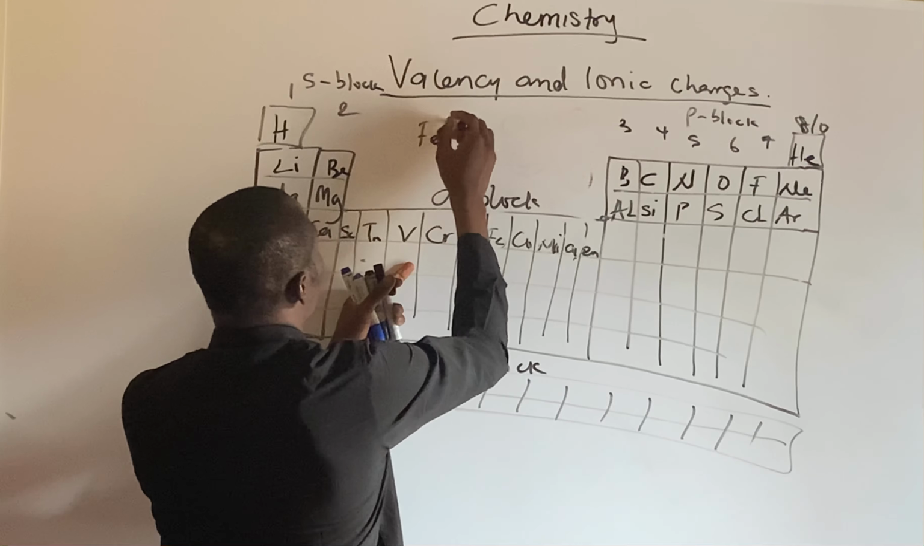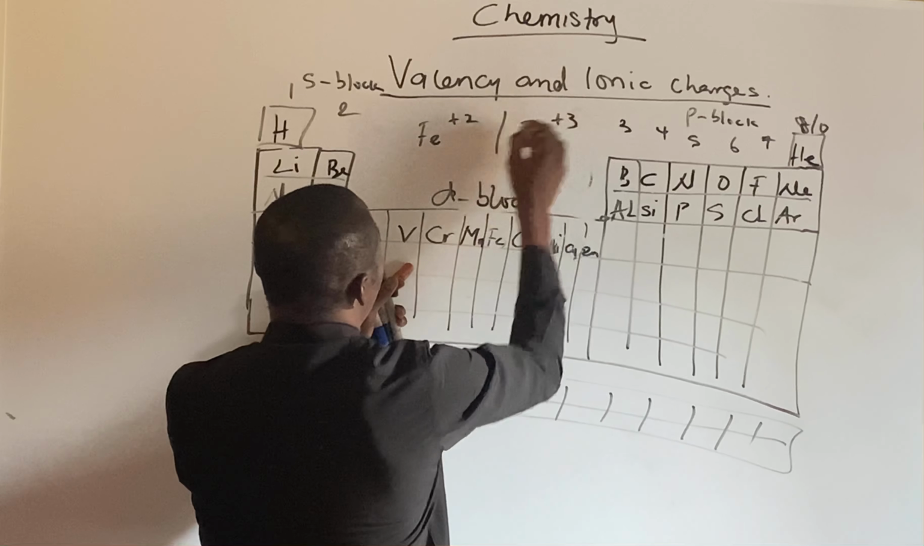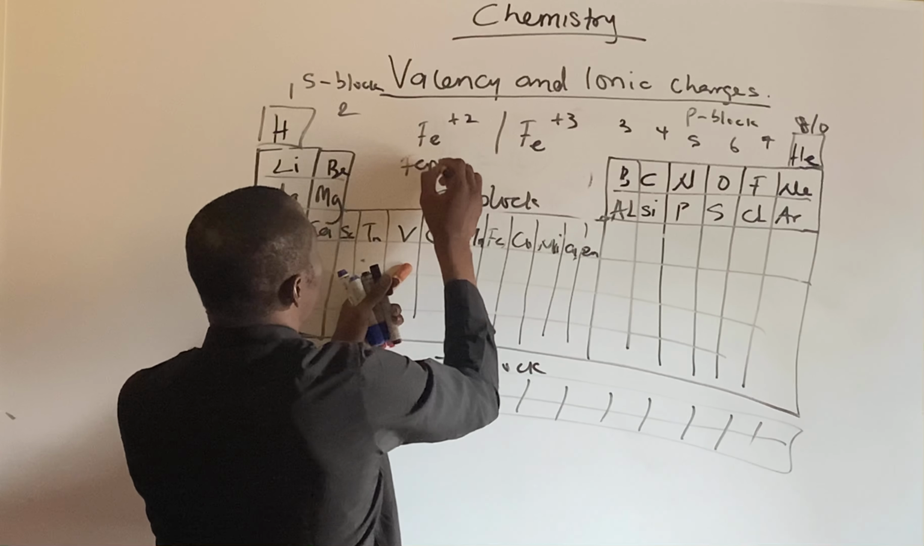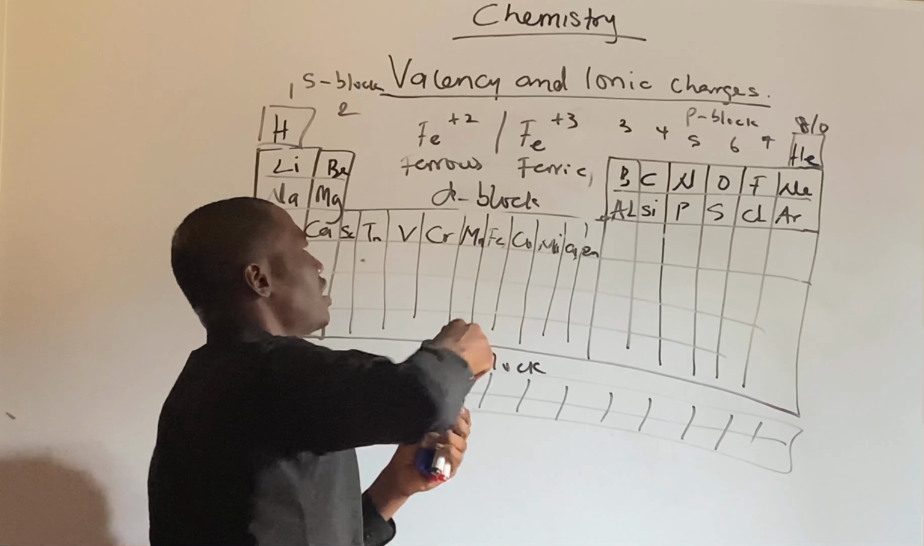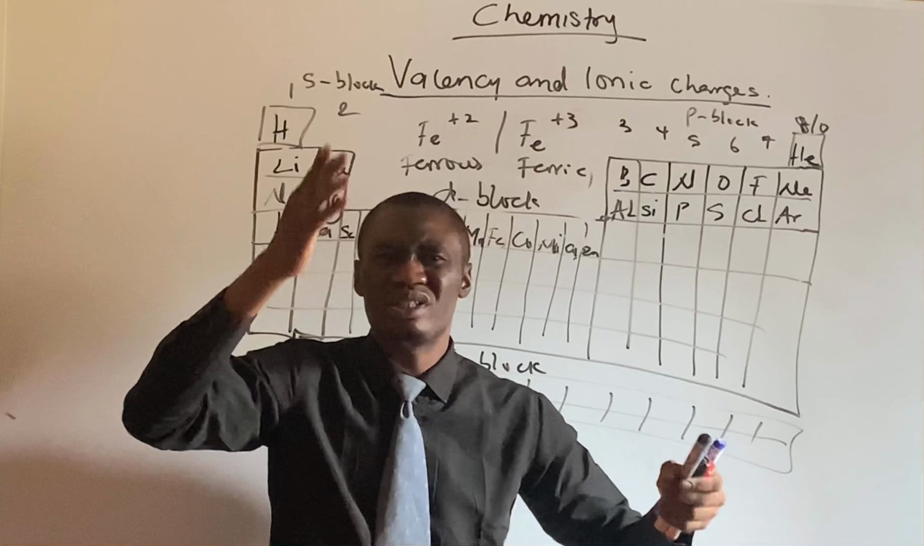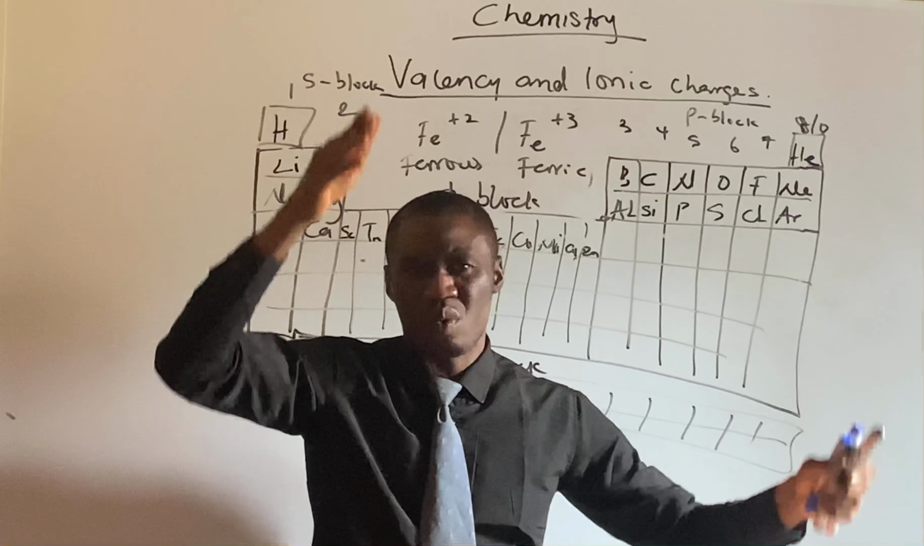Iron can be iron 2, and then you can have iron 3. Iron 2 is known as ferrous, and iron 3 is known as ferric. So you see that it has a variable oxidation state. It's not a stable oxidation state, it's just variable, just moving from one form to another.